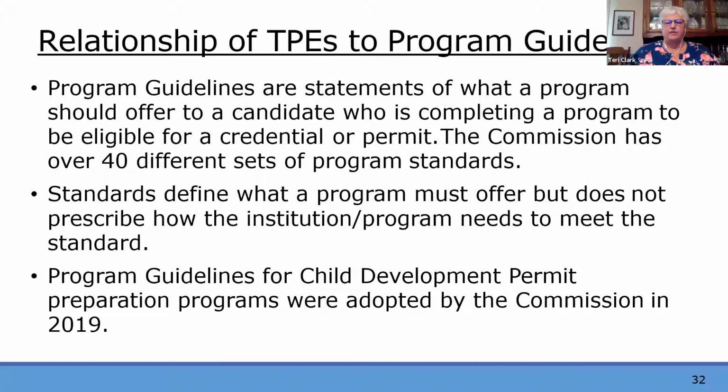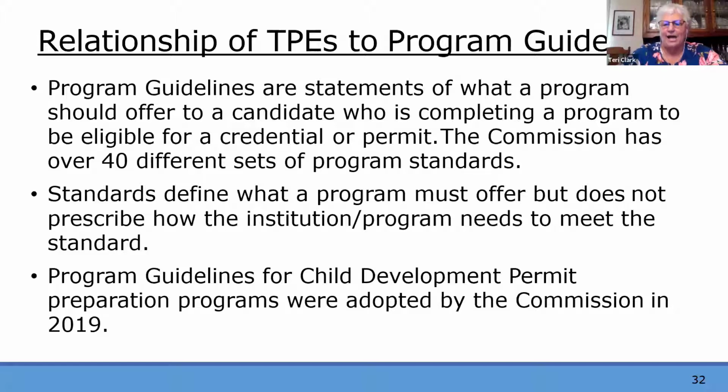The current child development permit list of topics is quite minimal compared to these new TPEs. These TPEs are extremely specific about the knowledge and skills. The TPEs are what a candidate needs to know and be able to do. The program guidelines are what a program needs to offer to the candidate. So standards or guidelines define what the program must offer, but the Commission doesn't tell the program how to do this. The program still gets to make that decision. That's part of your excitement in planning your coursework and your fieldwork experiences.